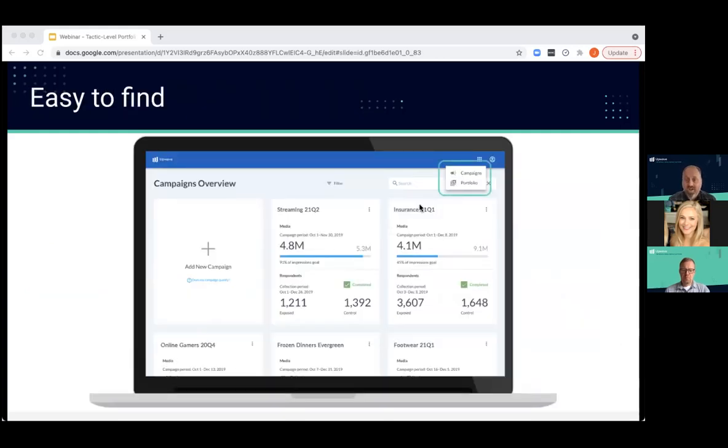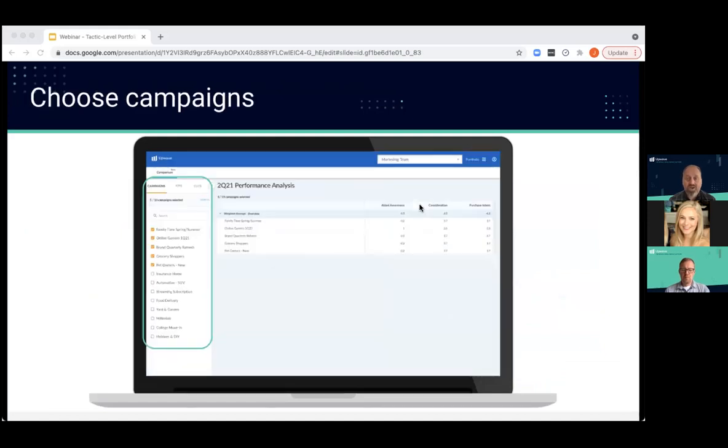It's really easy to find. The tactic level analysis lives within our portfolio view. So once logged in on app.upwave.com, simply use the context switcher in the upper right-hand corner of the page to select portfolio. Now from there, in portfolio, you can use the campaigns pane in the left-hand sidebar to select which campaigns you would like to compare. You can do the same for KPIs, selecting the KPIs that you've measured across your campaigns that matter to you for a particular analysis.